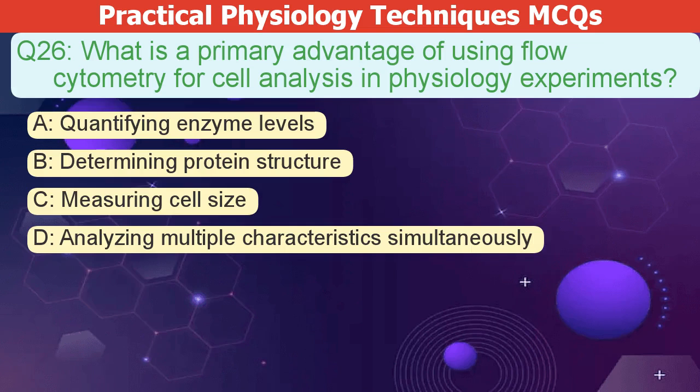What is a primary advantage of using flow cytometry for cell analysis in physiology experiments? A. Quantifying enzyme levels. B. Determining protein structure. C. Measuring cell size. D. Analyzing multiple characteristics simultaneously.